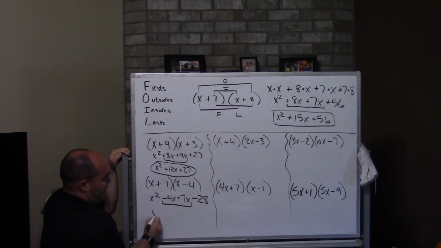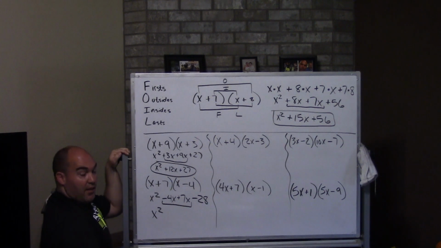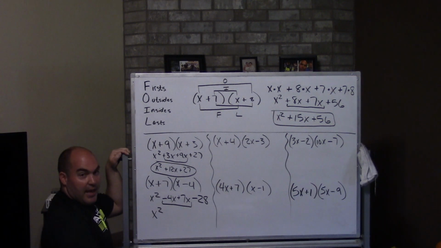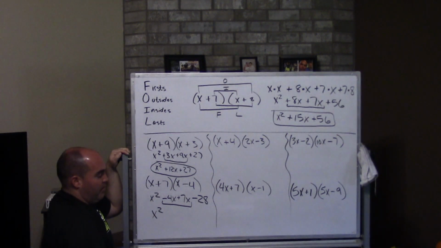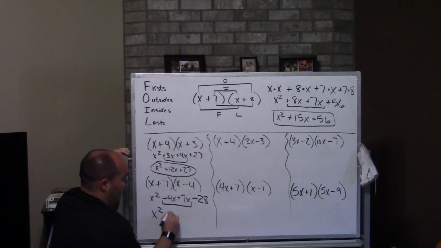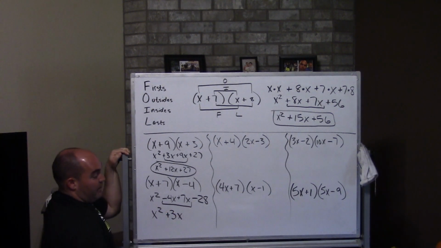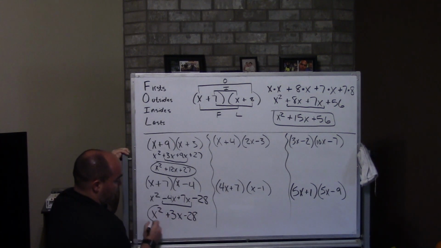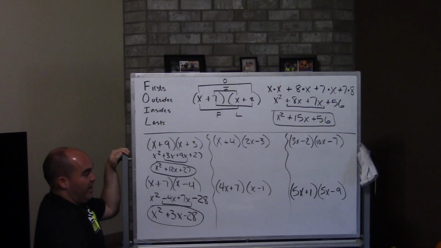Okay? So we're going to write down the x squared because that's by itself. Here we have a negative 4 and a positive 7. So a negative 4 and a positive 7 is the same thing as 7 minus 4. So that's going to be 3. So I have positive 3x. And then I write down my negative 28. So there's my answer to that.